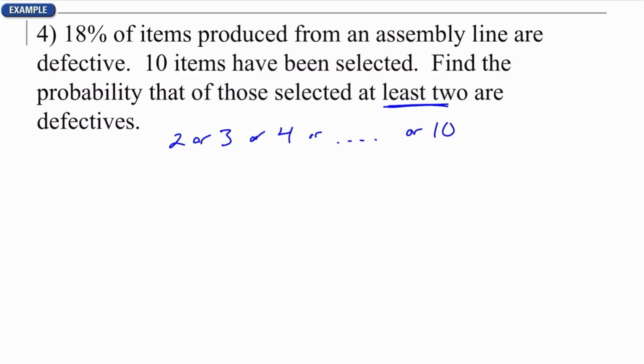And you can't really do binom CDF of 10 because it'll take you all the way down to 0. So the most efficient way to handle this is actually to turn the at least into a complement. So the probability of having at least 2, so greater than or equal to 2, is going to be 1 minus the probability that x is less than or equal to 1. That's going to be your most efficient way to handle it.